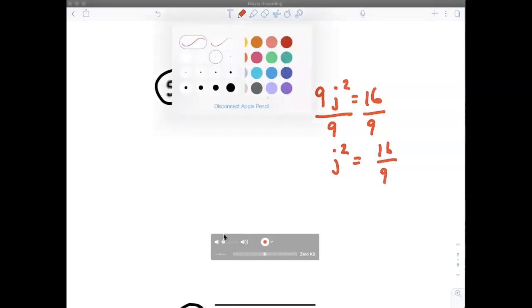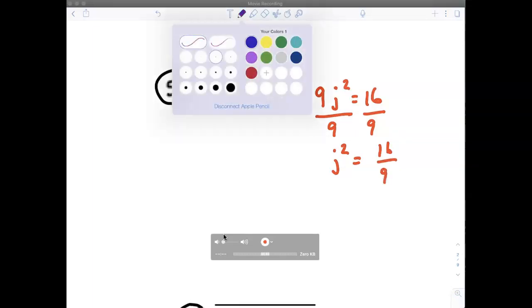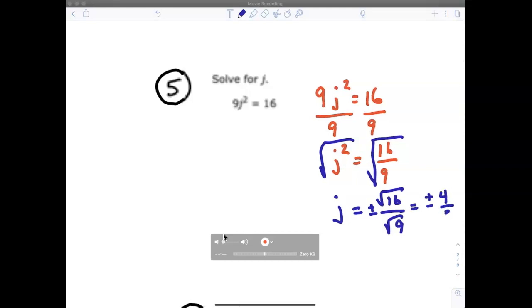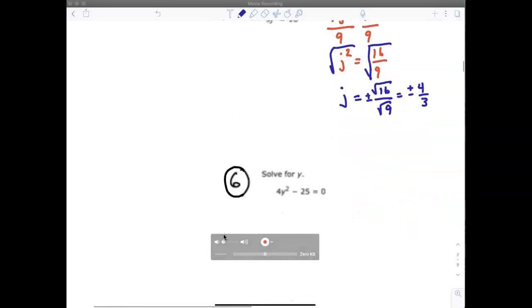Now let's go ahead and we will take the square root of both sides. And remember, when you take the square root of a fraction, which I didn't mention earlier, I should have, it's kind of like writing it as the square root of 16 over the square root of 9. So this becomes plus or minus 4/3. All right? Plus or minus 4/3. Let's check out number 6.